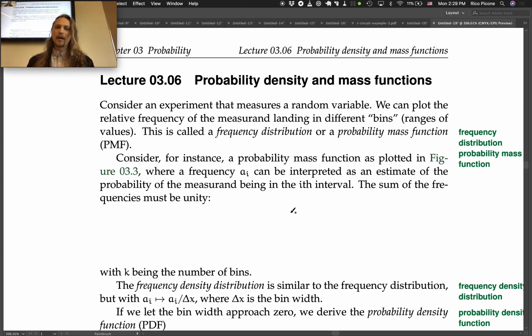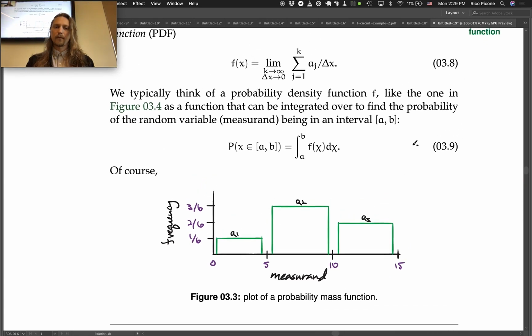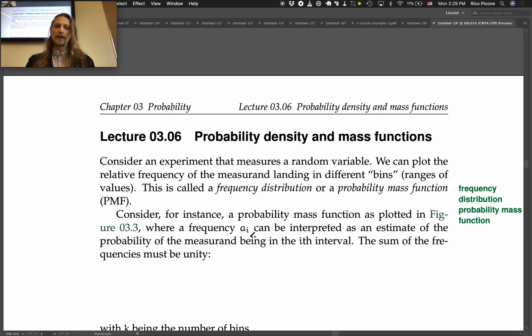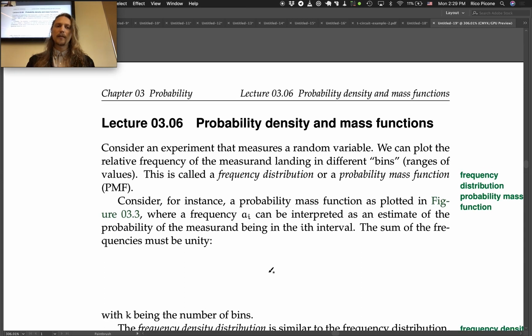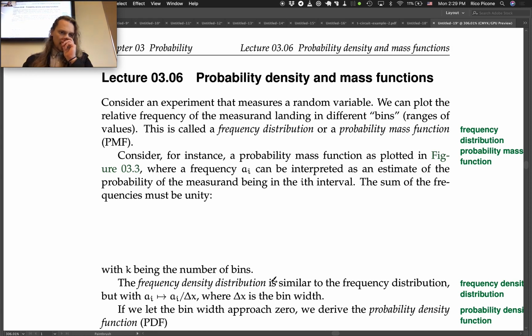Consider, for instance, a probability mass function as plotted in figure 3.3. Like this. Where a frequency, a_i, can be interpreted as an estimate of the probability of the measurand being in the ith interval. The sum of the frequencies must be unity.